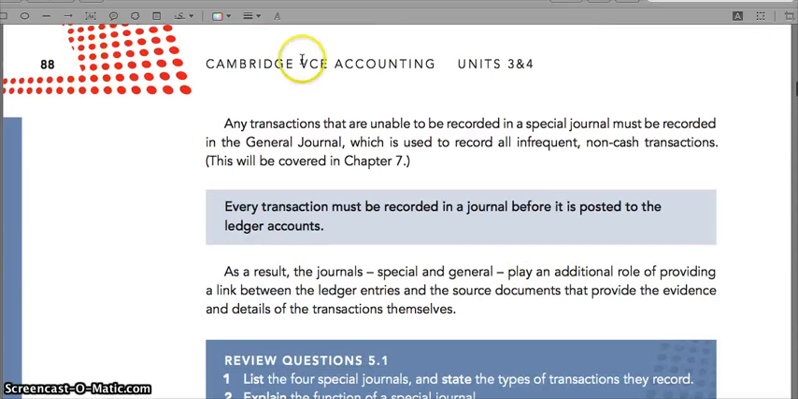Now, this bit here is really, really important. Every transaction must be recorded in a journal before it is posted to the ledger. That means all the transactions that happen for the month get posted into the purchases journal, and then that summary needs to be put into the general ledger. We can't have some summarized and then some going directly into the general ledger. We have to have all the transactions put into the journal before it gets posted to the ledger.